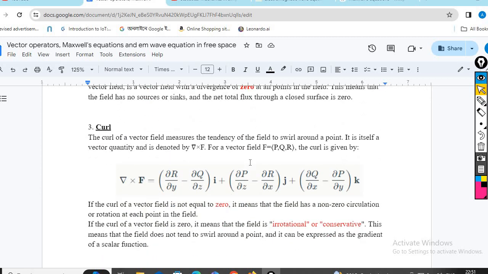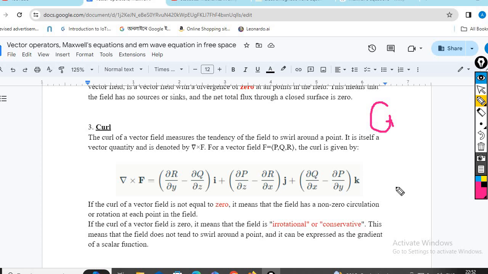Now comes the next part. It's known as the curl. So curl will again be operated over a vector field. Now it will check the tendency of this field to curl in the system. So one can think about whether you have a curl in the system or not, whether you have some rotational movement or not. How are you going to find that?